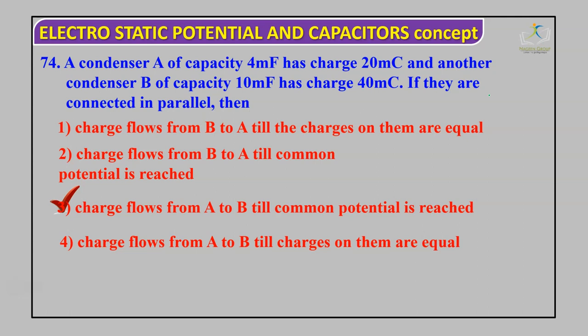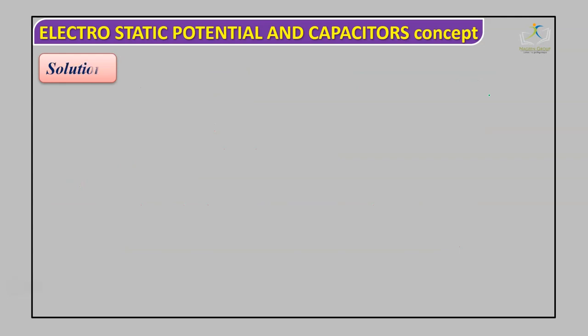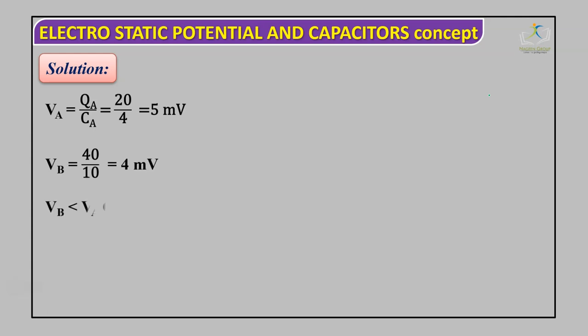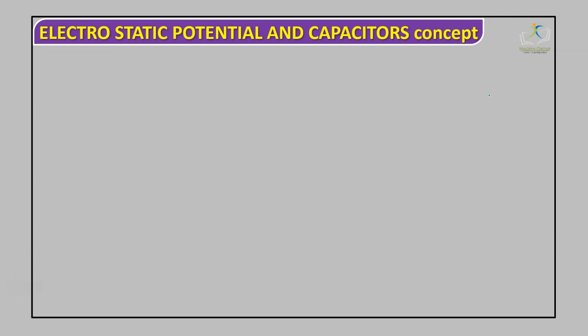Let us see how it is possible by seeing the solution. Solution we have VA is equal to QA by CA, we know. So the value of QA is given as 20 and CA is 4. Hence VA is 5 millivolt, VB is 4 millivolt, and vice versa. So VB is less than VA. Charge flows from A to B. Hence the correct option is 3.